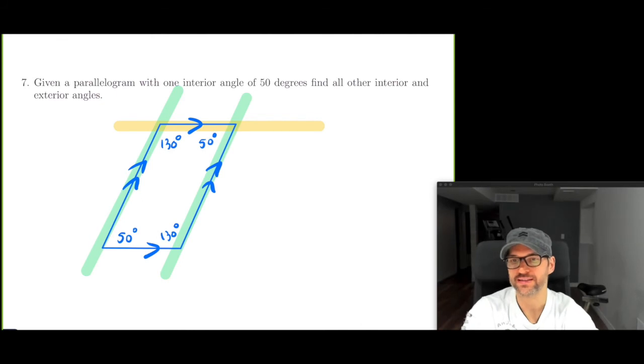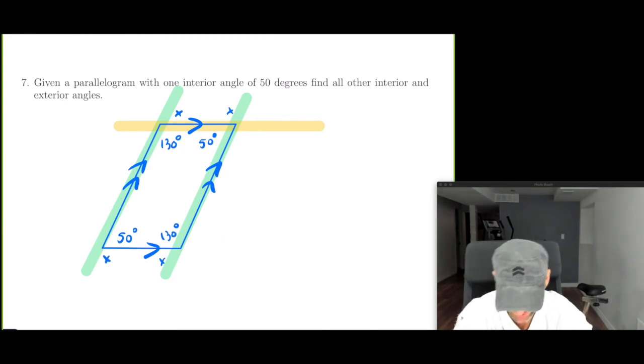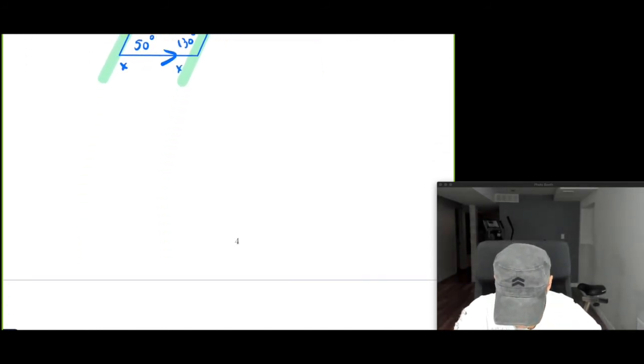Now, can we find the exterior angles? Can we find this angle right here, this angle right here, this angle right here, and this angle right here? Of course we can, and I can leave that to you, because again it's supplementary. Wherever it's 50, it's going to be 130, and wherever it's 130, it's going to be 50 as your exterior angles. So that's what you'll have for your parallelogram. Another great question.